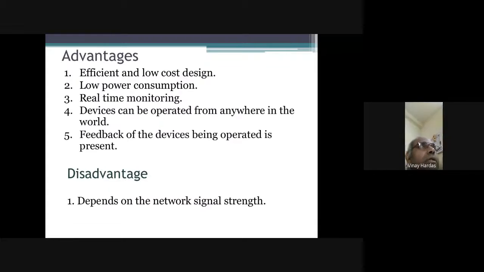Advantages. Our project is a most efficient and low cost design, with low power consumption, real time monitoring, and devices can be operated from anywhere in the world.